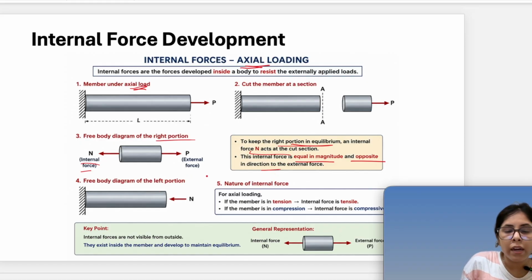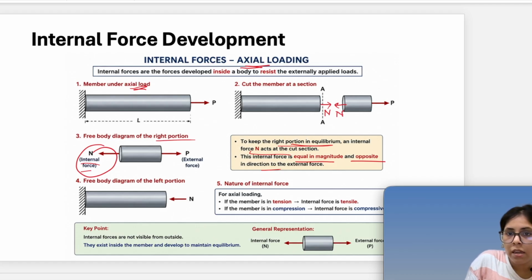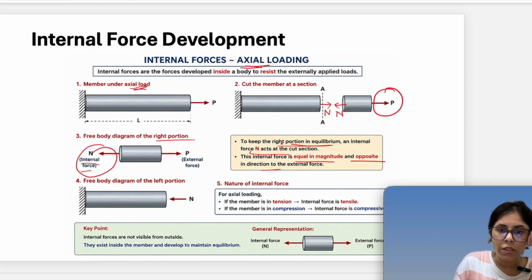So the free body diagram of the left portion should also be something like that, because from where this came, where will it go now, right? So equal and opposite force N should be generated, so that these two cancel out each other, and the total effect is only from the external force. The internal forces will be totally cancelling out each other. So the nature of internal force: if the member is in tension, the internal force is tensile. So the internal forces are also pulling the object, so it's tensile.